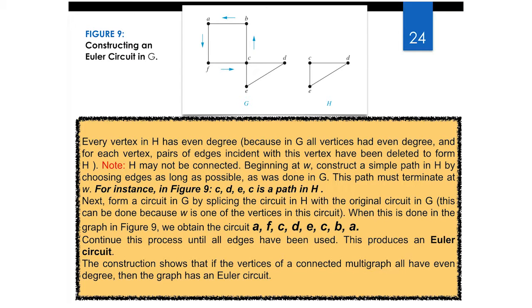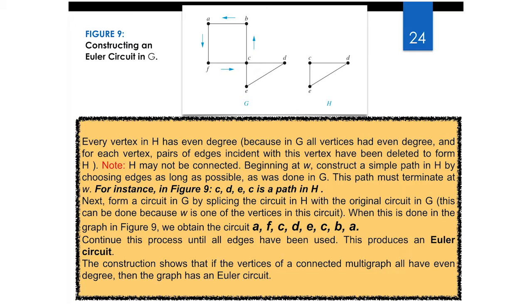Next, form a circuit in G by splicing the circuit in H with the original circuit in G. This can be done because W is one of the vertices in the circuit. When this is done in the graph in figure 9, we obtain the circuit A, F, C, D, E, C, B, and A. Continue this process until all edges have been used. This produces an Euler circuit.